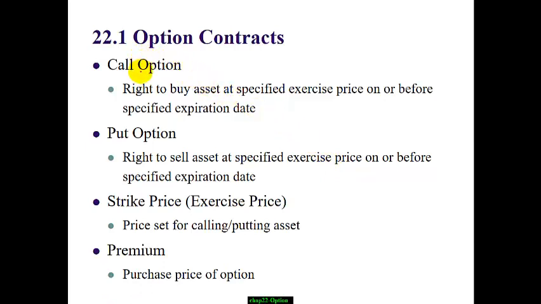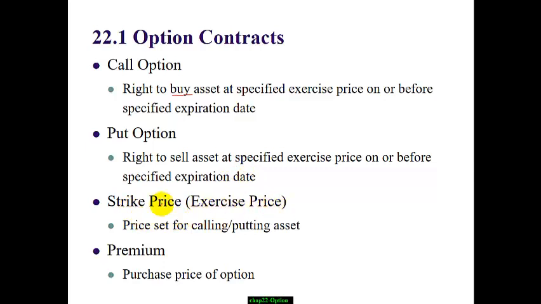There are two types of basic options. One is a call option, one is a put option. A call option gives you the right to buy underlying assets at a pre-specified price we call the strike price or exercise price. Depending on the type of option, we may have the right to do so on or before the expiration date. A put option gives the right to sell the stock or assets at the strike price on or before the expiration date.